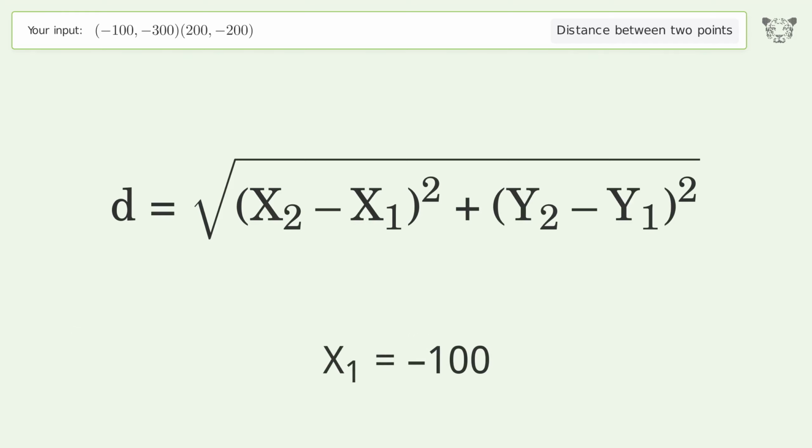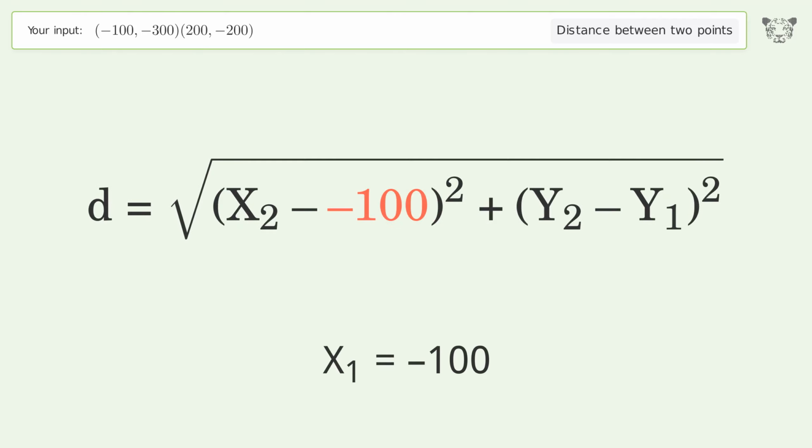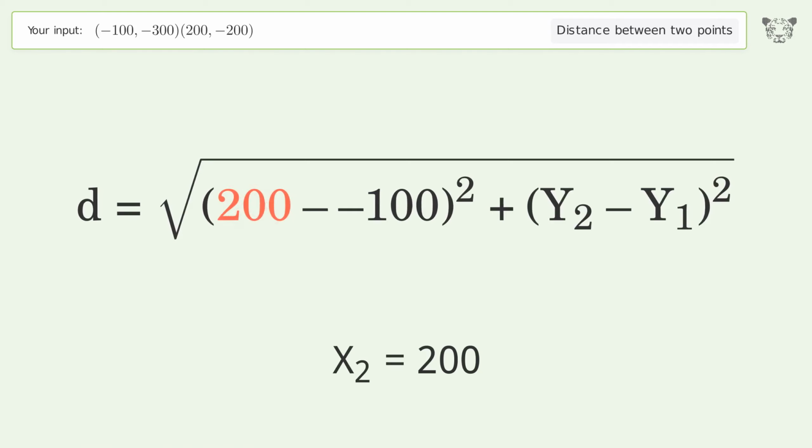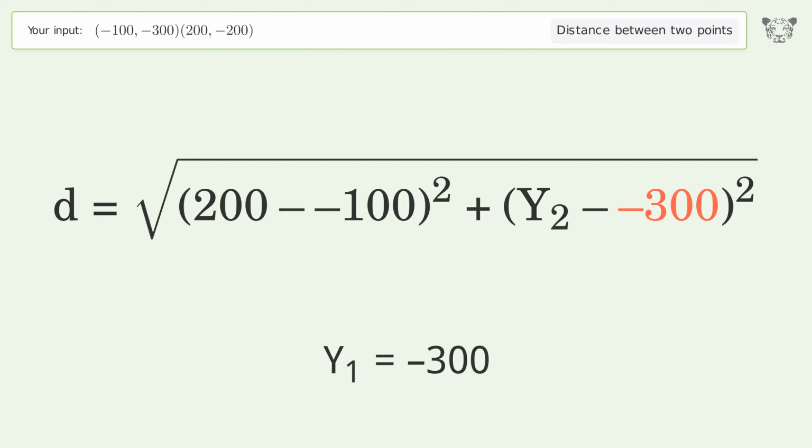x1 equals -100. x2 equals 200. y1 equals -300. y2 equals -200.